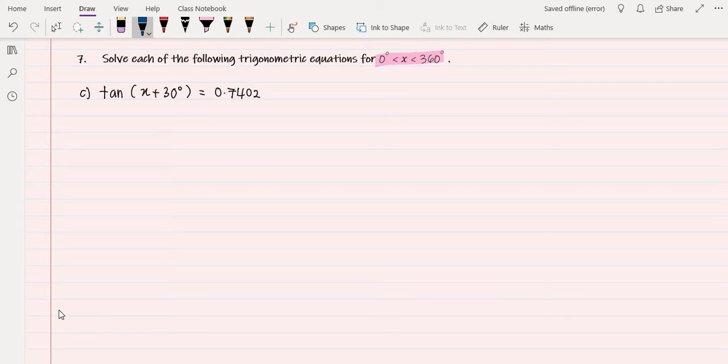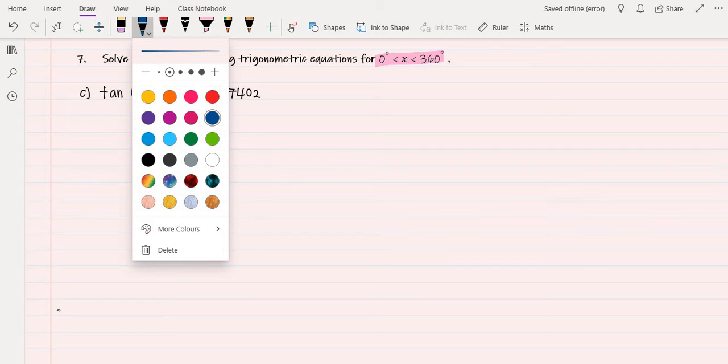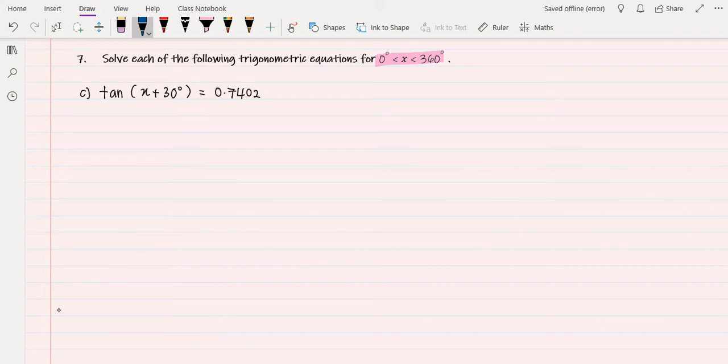Hello everyone. So today we are going to discuss question 7 where we need to solve the trigonometric equations for the limit x between 0 and 360 degrees. So we are going to discuss starting with question C. We have tangent x plus 30 degrees is equal to 0.7402.